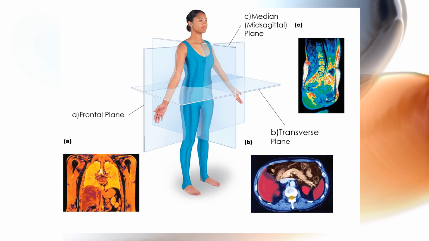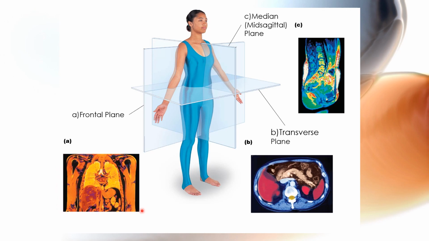So some examples of these planes, remember we said this is really important for imaging. So again, here is that frontal or coronal plane. That was the first one we talked about. So it's cutting the body into anterior and posterior. So here is an image that is made in that frontal plane.